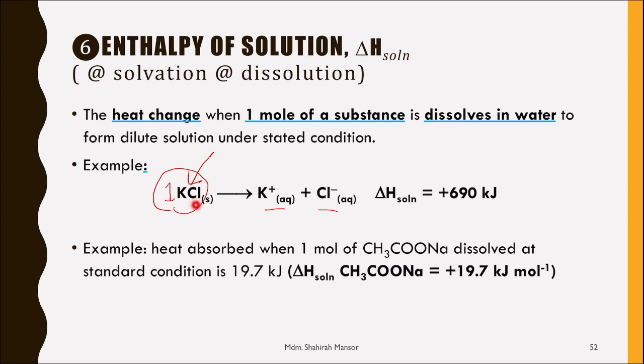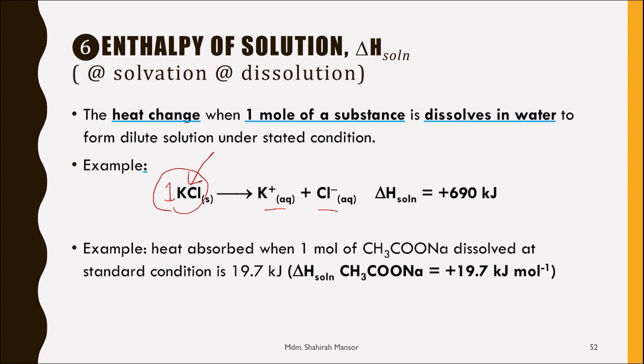According to this thermochemical equation, dissolving this ionic compound will require this amount of energy. This energy is actually associated with 1 mole of KCl and 1 mole of K plus and 1 mole of Cl minus. But according to this definition, this 1 mole should refer to KCl. So when you are doing the thermochemical equation, for the balancing you have to make sure the 1 mole is on the reactant part. Let's see another example.